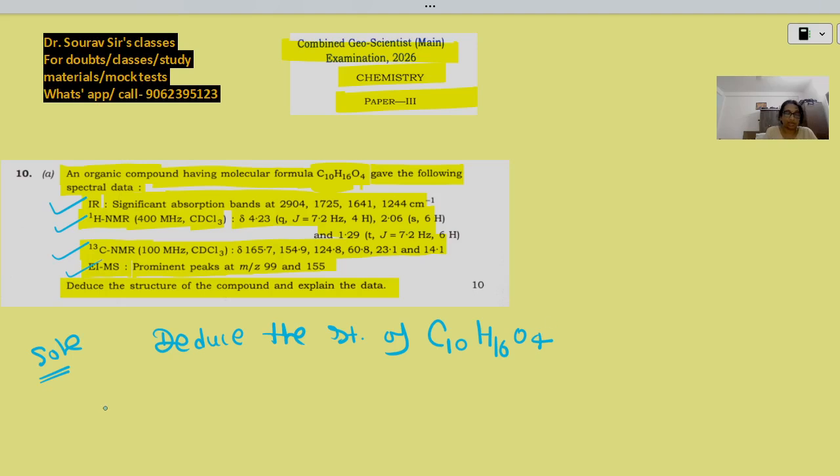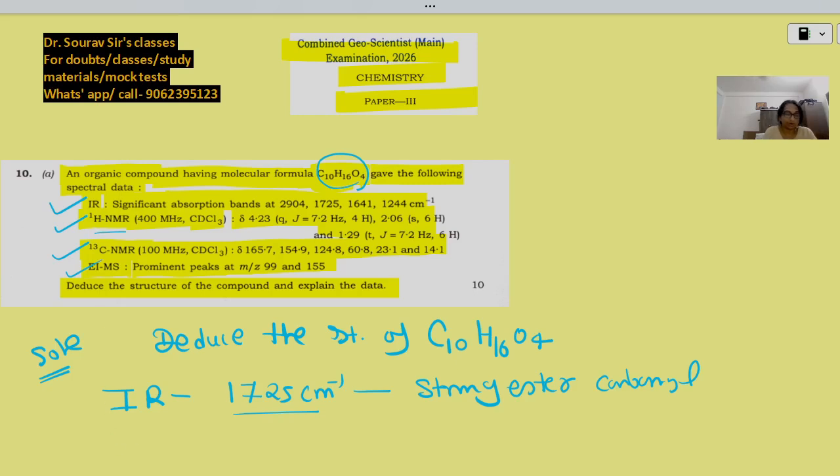The molecular formula is C10H16O4. Now according to the given data, the IR data shows a strong ester carbonyl. Because the molecular formula is given, the frequency range is 1725 cm⁻¹, and this wavenumber indicates a strong possibility of a strong ester carbonyl.